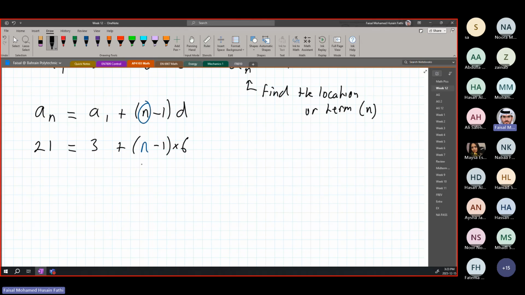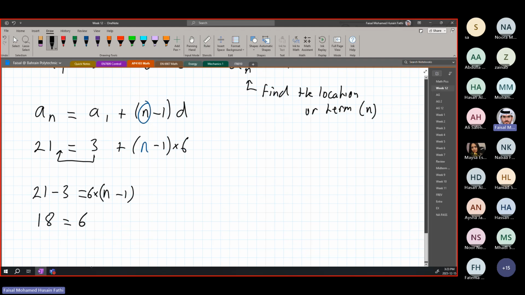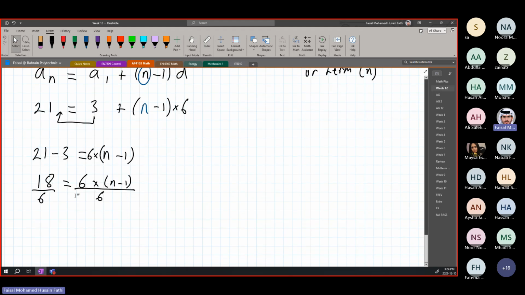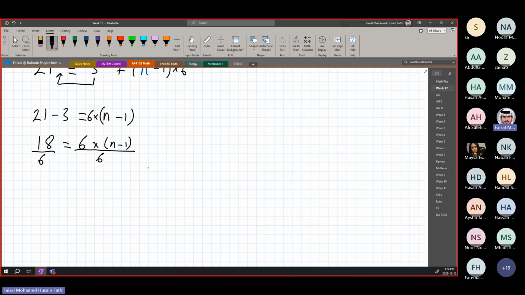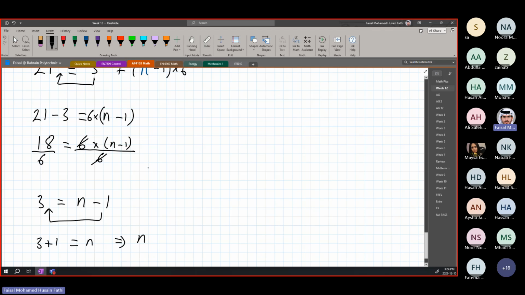You just start solving. So first we could take the 3 to the other side. So 21 minus 3 is equal to n minus 1 times 6. All right. So 21 minus 3, that's 18, is equal to 6 times n minus 1. We can simply just divide both sides here by 6. Okay, you can solve it anyways. If you want to distribute it first, that's up to you. So I'm just going to divide by 6 both sides so I can get rid of the 6. 18 divided by 6 is 3, is equal to n minus 1. We take the 1 to the other side. 3 plus 1 is equal to n. Therefore, n is equal to 4.